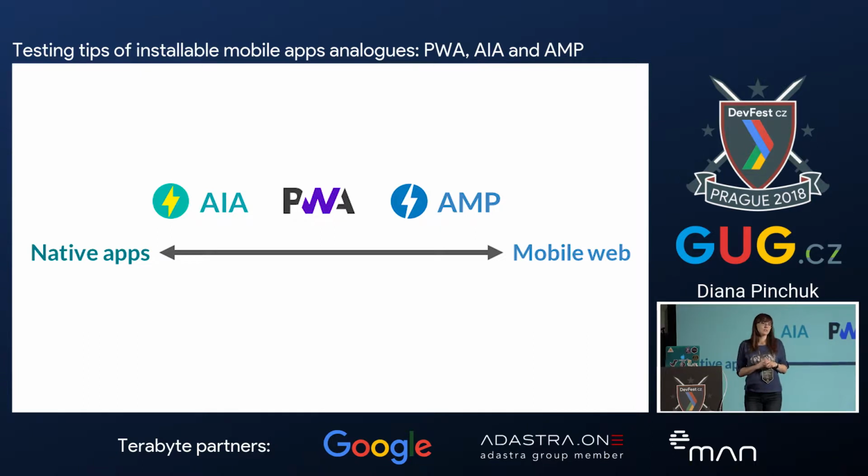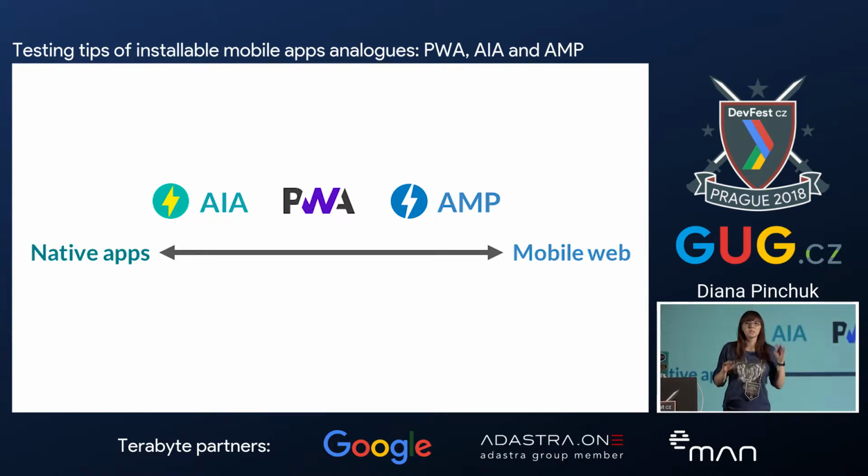So we'll talk about three different analogues. First, Android instant apps, and they are very close to native mobile applications. Progressive web apps are somewhere in the middle between mobile web and native applications. And accelerated mobile pages are completely mobile web, but not typical web.